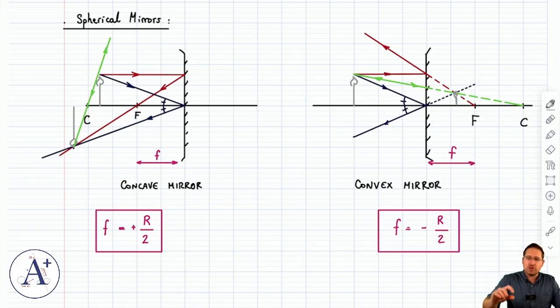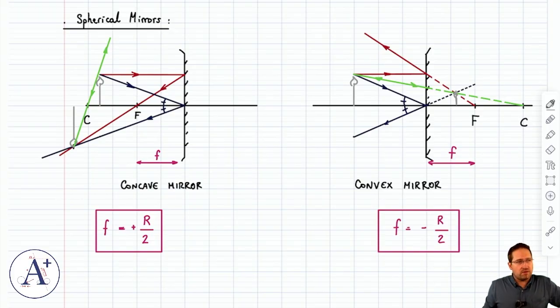So I'm going to get an image that forms behind the mirror. Now, because light doesn't truly converge here, if I put a sheet of paper here, I don't see anything. So this is not a real image. I cannot form it on the screen. It is, in fact, what we call a virtual image.